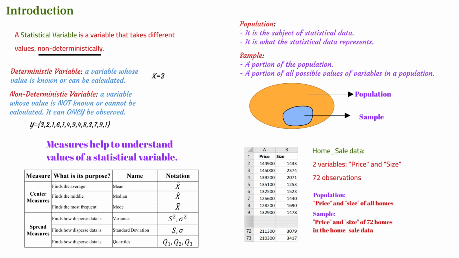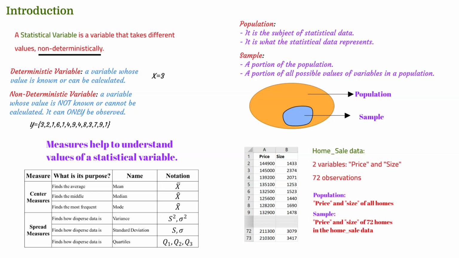Measures help to understand values of a statistical variable. There are some measures to find out the center and the spread of data. For the center, one measure is called mean, and it finds the average. Its notation is x bar. Another one finds the middle. It is called median, x hat. Another one wants to find the most frequent value of data. It is called mode and shown by x tilde.